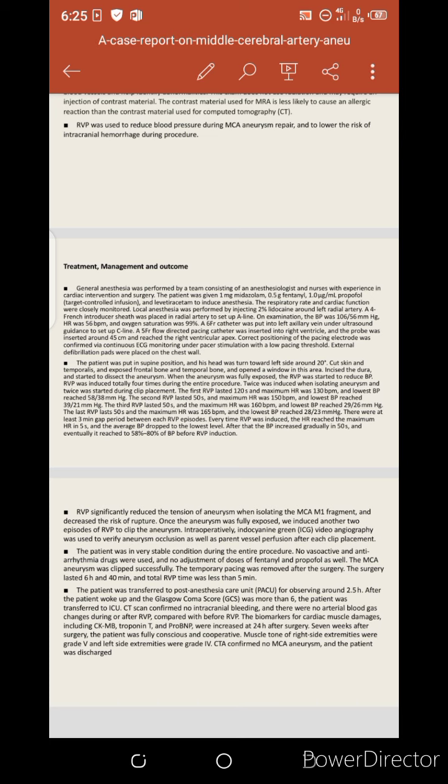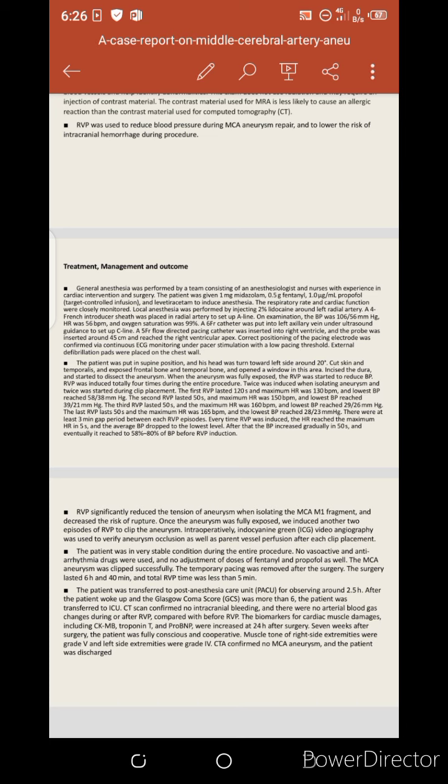The temporary pacing was removed after the surgery. The surgery lasted 6 hours and 40 minutes, and total RVP time was less than 5 minutes. The patient was transferred to a post-anesthesia care unit for observation. Around 2.5 hours later, after the patient woke up and the Glasgow coma score was more than 6, the patient was transferred to the ICU.